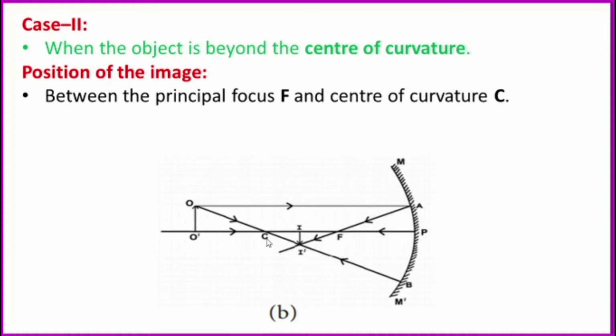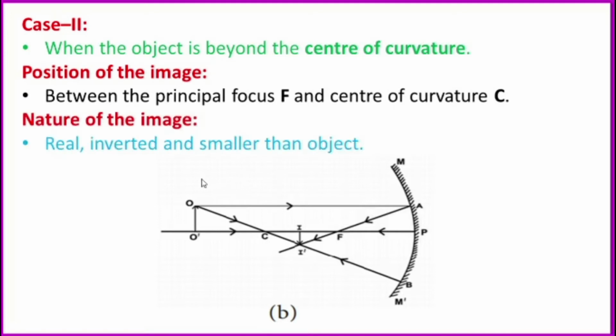So we know about the rules for the construction of image means we clearly draw the ray diagrams. The nature of the image, it's a real image, inverted and smaller than object. We compare with the O dash. What about that size? Smaller. Okay, so the object is beyond the center of curvature. So between the principal focus F and the center of curvature is the position of image.